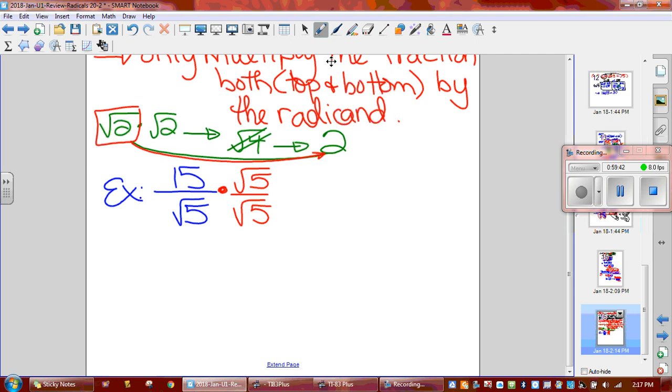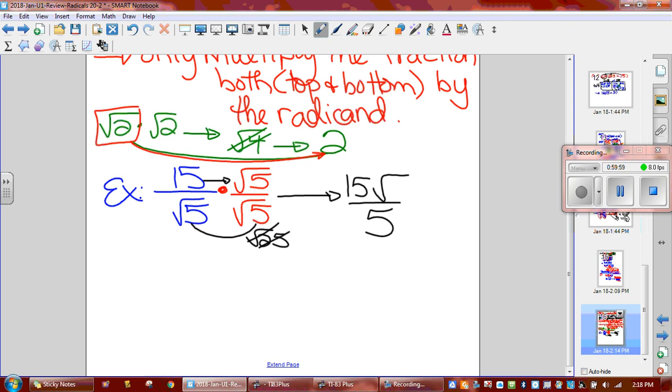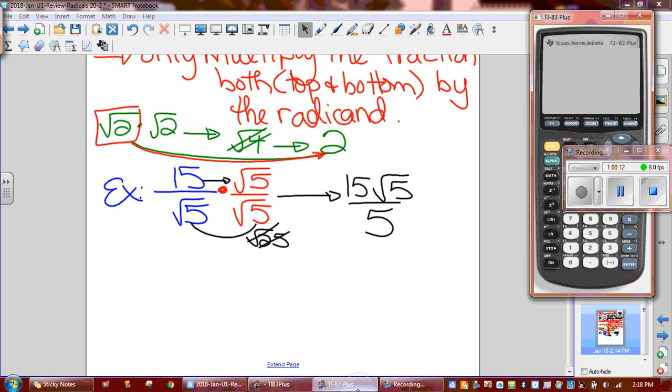Okay? Now, can we simplify that further? Well, yes we can. So, how can we reduce that? Well, we need to be able to make sure we get the same decimal. So let's type it in and see what we get for a decimal. So 15 root 5, enter. Divide by 5, enter. We need to get 6.7. So let's say I divided 15 by the 5 and got a 3. Is 3 root 5 the same answer?